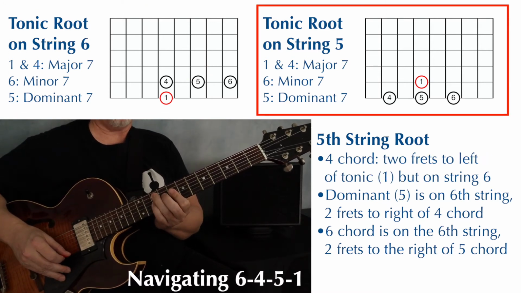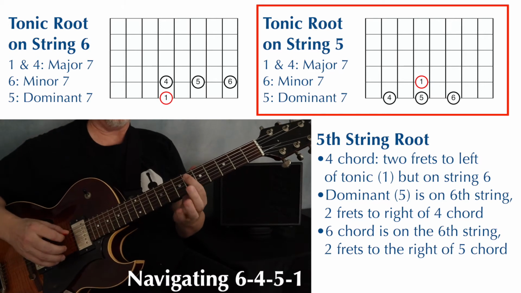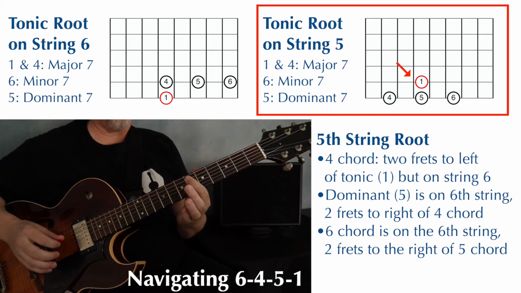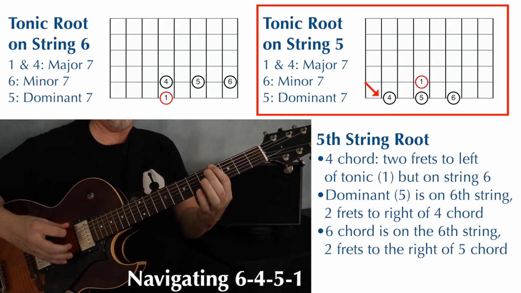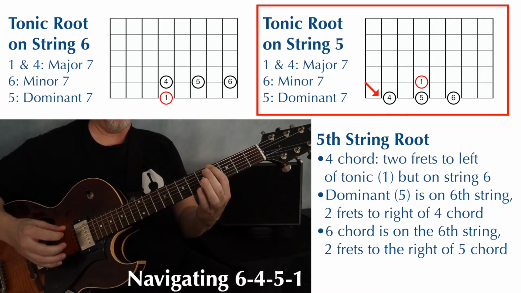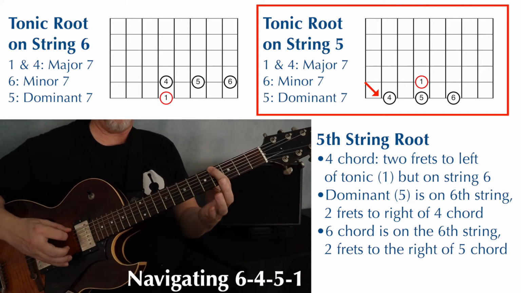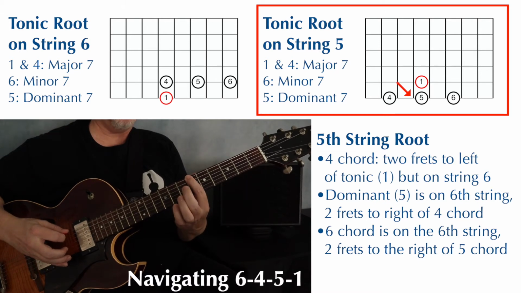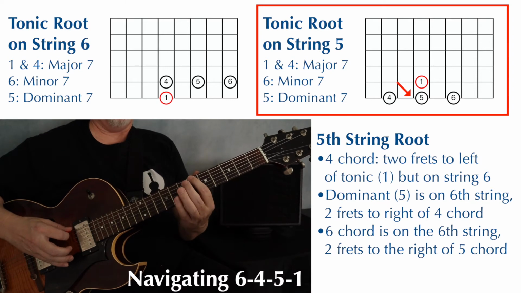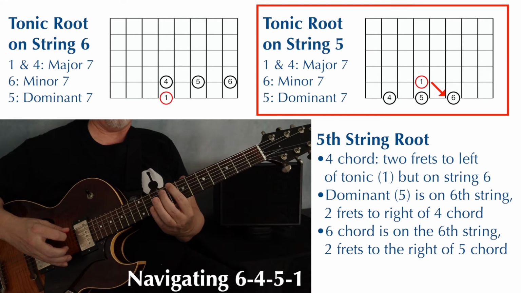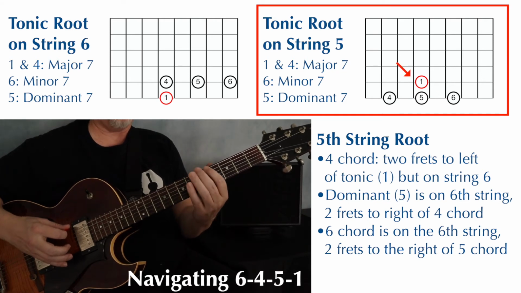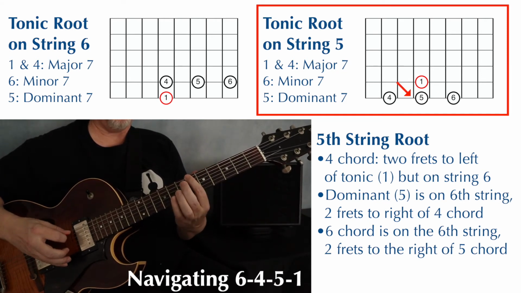If the root of your 1 chord or your tonic is on the 5th string, then your 4 chord is going to be on the 6th string, 2 frets to the left, and then your 5 and 6 root notes are going to be on the same string as your 4. So there's my 4, the root of my 5 chord is going to be 2 frets higher than that on the same string, also within the same fret as your 1 chord. And then the root of your 6 chord is going to be 2 frets higher than the root of your 5 chord. So there's your 1, there's your 4, there's your 5, and your 6.